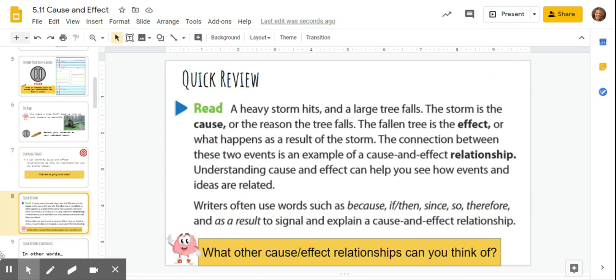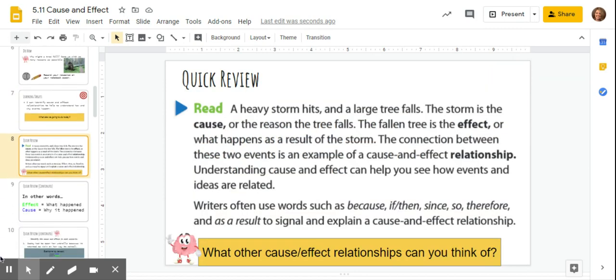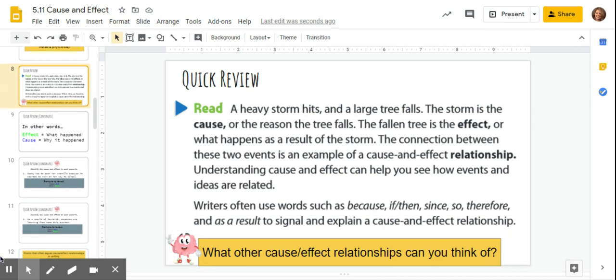In order to get us started, though, we need to make sure we understand what cause and effect relationships are. So follow along with me as I read. This will give us a brief overview of cause and effect relationships. It says, a heavy storm hits and a large tree falls. The storm is the cause, or the reason the tree falls. The fallen tree is the effect, or what happens as a result of the storm.